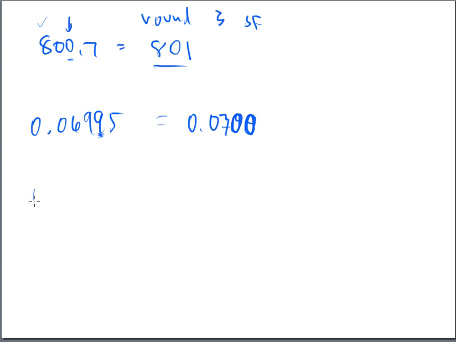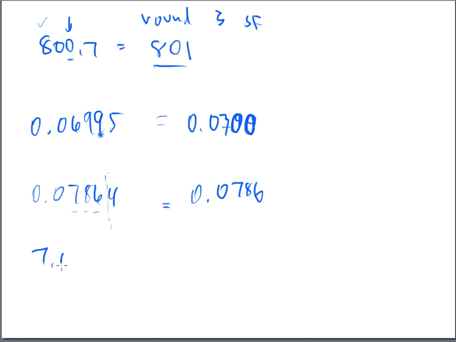All right, let's look at another. 0.07864, round it to 3 sig figs. All right, so leading zeros don't count. There's 1, 2, and 3. I need to round it at that spot. That 6 is going to be my third significant figure. Does that 6 get rounded up? Well, there's a 4 after it, so it doesn't round. So 0.0786 would be the rounded value for 3 significant figures.